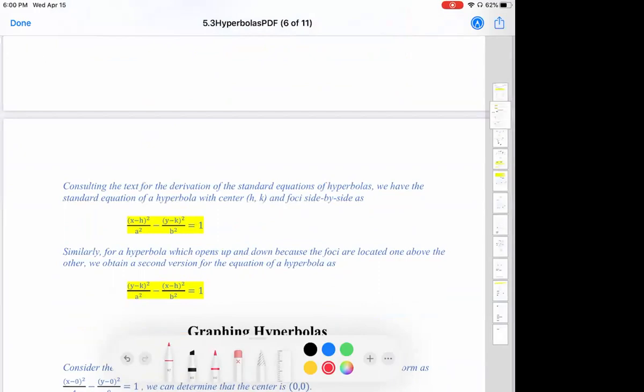Constructing the derivation of the standard equation of hyperbolas, we have the standard equation of a hyperbola with center (h, k) and the foci side by side as (x minus h) squared over a squared minus (y minus k) squared over b squared equals 1.